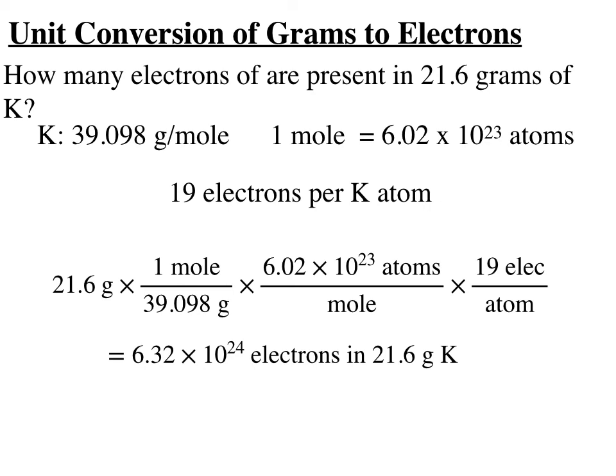So I will take 21.6 times 1 times 6.02 times 10 to the 23rd times 19 and divide that all by 39.098. And that tells me there are 6.32 times 10 to the 24th electrons in my 21.6 gram sample of potassium.